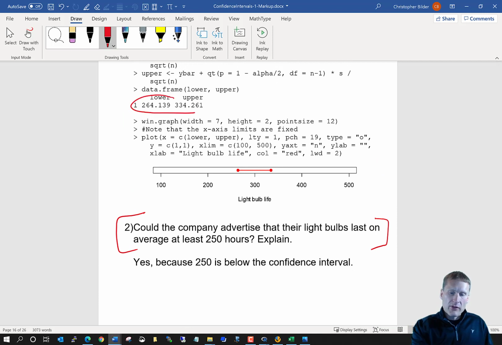The interval is 264 to 334. I'm 90% confident that mu is actually between those two numbers. So can I advertise it's at least 250 hours? Yeah, I can, because the whole interval is above 250.